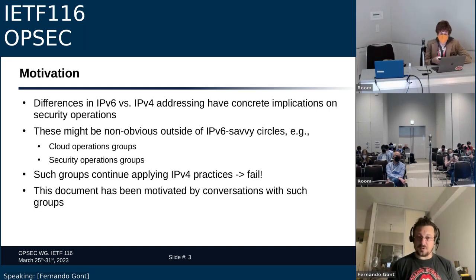And when I say other groups, that could be cloud operation groups, DevOps groups, security operation groups, and so on. Now, what happens with these groups is that quite often they assume that, well, these IPv6 addresses look different, they are longer, but for the most part they must be the same, just longer addresses, right? So these groups try to apply IPv4 policies or IPv4-like concepts when doing IPv6 security operations, and that's when things normally fail, or there are gotchas or surprises.